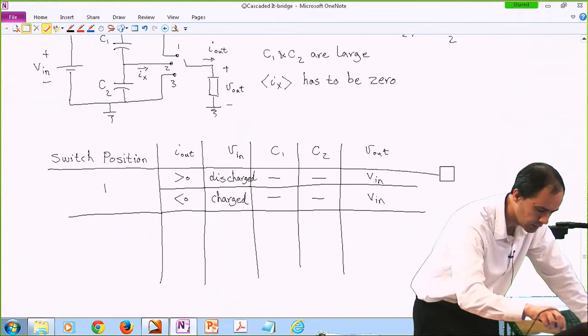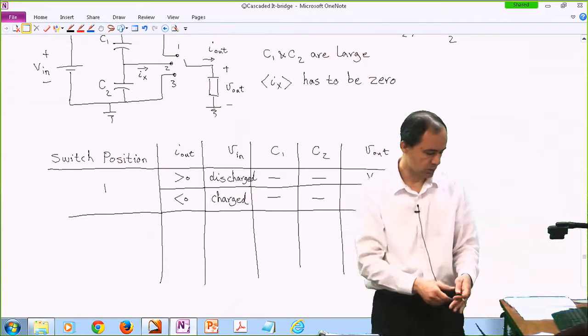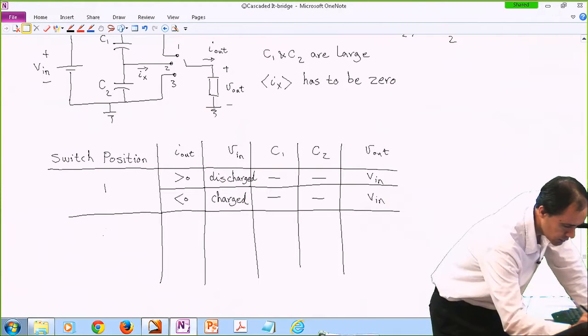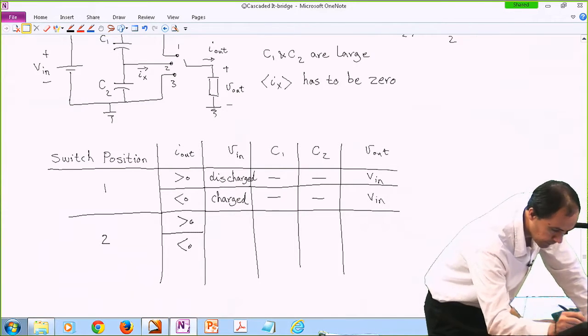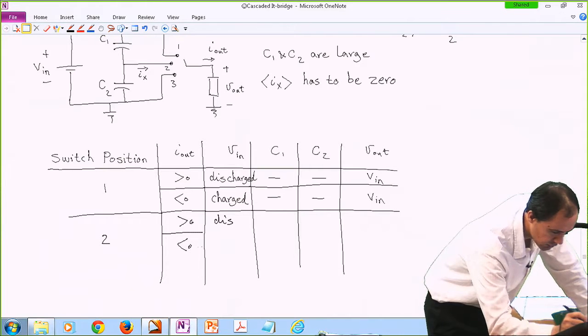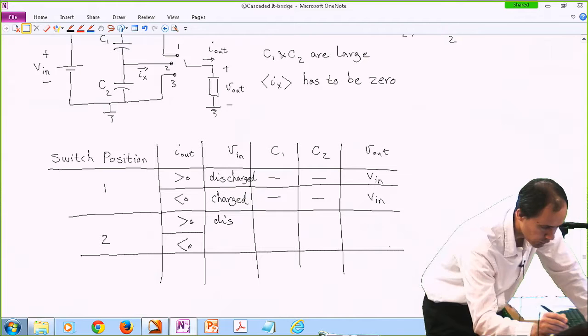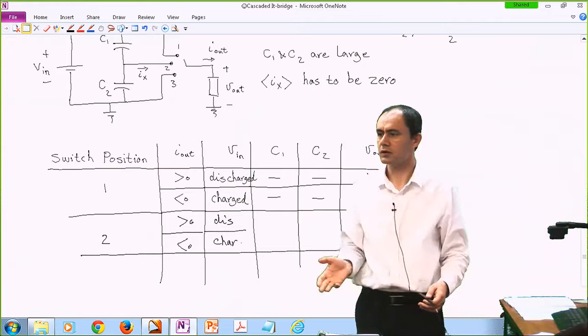All right, something like this. So this was when the switch is in position number 1. What about position number 2? Again, there are two possibilities. I out is positive, or it could be negative. If I out is positive, we are having a discharge for the overall source through C1, and then we have a charge for the source if the current is negative.